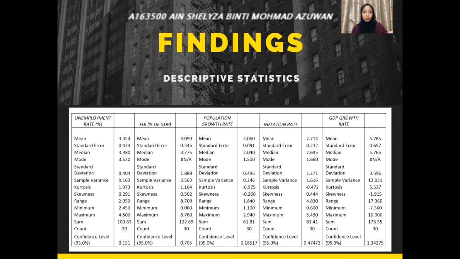And finally, the GDP growth rate. We can see that the GDP growth rate's mean is 5.785 while the median is 5.765. With a higher mean than the median, this data is also found right-skewed. As for the standard deviation, the value is 3.596, which is considered a low standard deviation because it is slightly lower than the mean. Therefore, this data is also reliable because it is less widely spread.